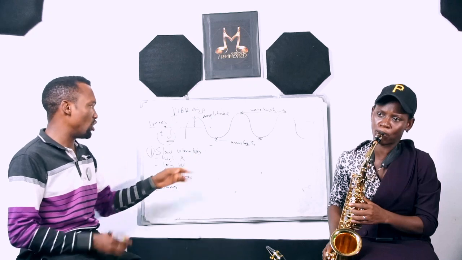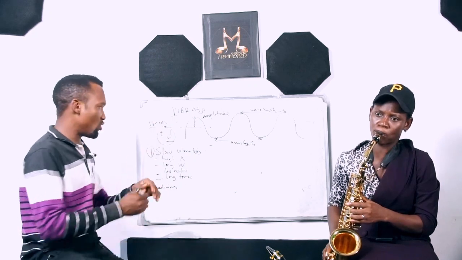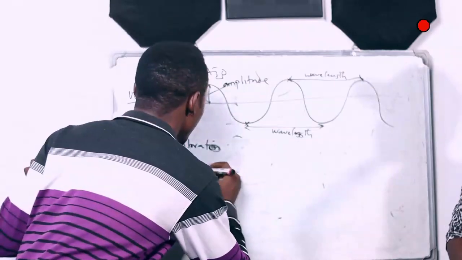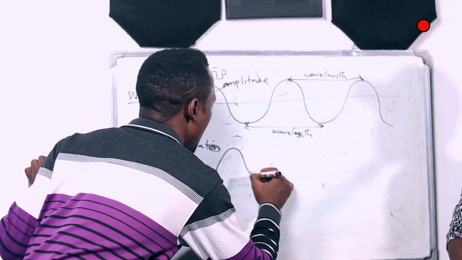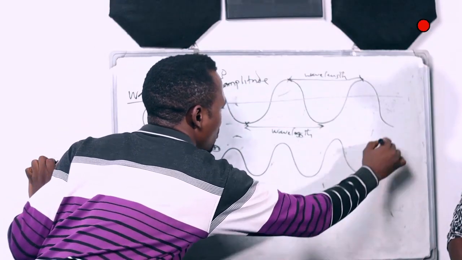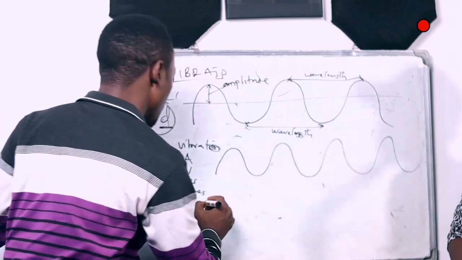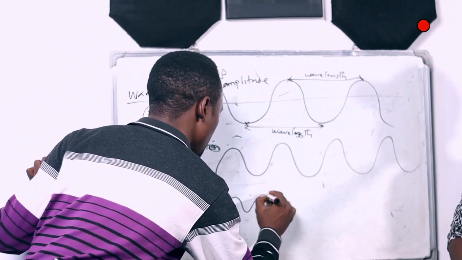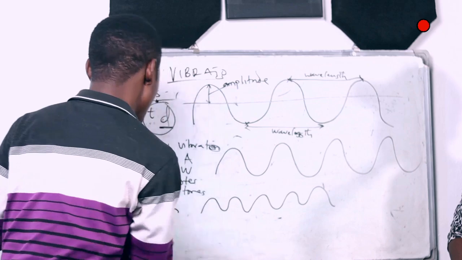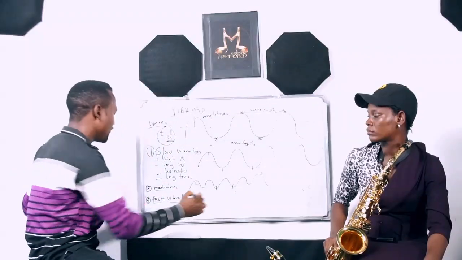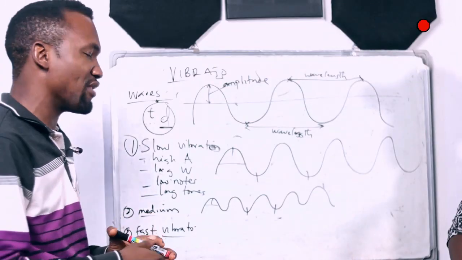What about the slow? Now look at this. The slow one is going like this. The medium one is going. And then the fast vibrato is that vibrato that is very fast.